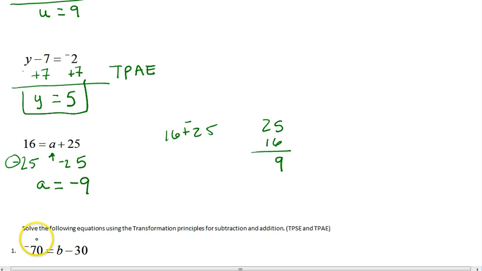Now it's your turn. Solve the following equations using the transformation principles for subtraction and addition. Make sure you label them with the TPSE or the TPAE. So for instance, in this one I use the TPSE.